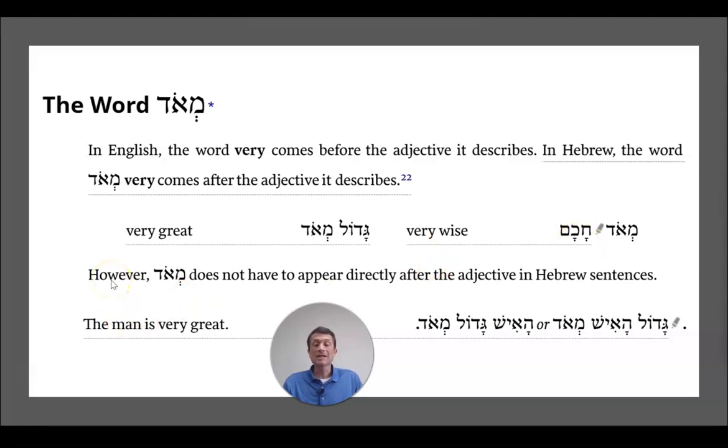So ma'od also does not have to appear directly after the adjective in Hebrew sentences. So here you have gadol ha'ish ma'od, the man is very great, or ha'ish gadol ma'od, the man is very great. The position can change a bit there. So I would just say in general, it's good to translate ma'od as very and turn that phrase that it's connected to into "very".